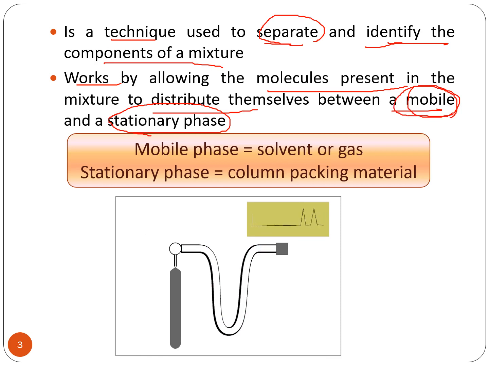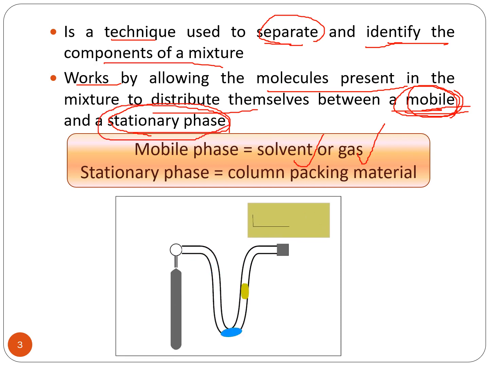Okay, mobile phase ni adalah phase yang bergerak, yang boleh bergerak, which consists of solvent, liquid or gas. While the stationary phase adalah phase yang tetap, yang kekal, yang tak bergerak, which consists of column packing material dalam bentuk solid ataupun dalam bentuk liquid. Okay, this is the simple diagram for the chromatography.